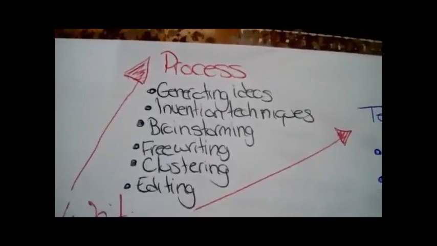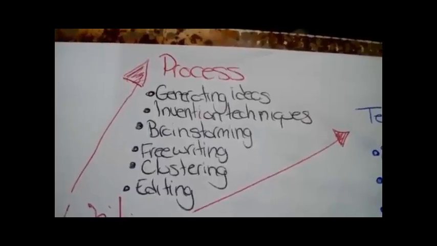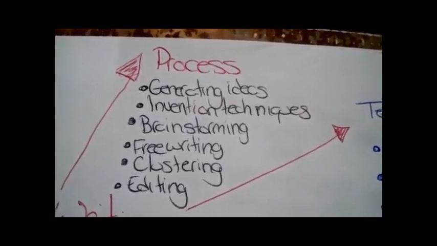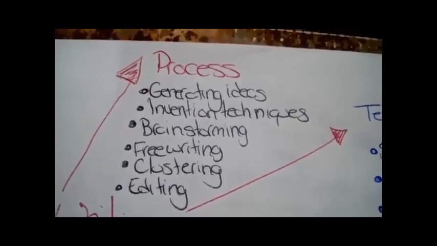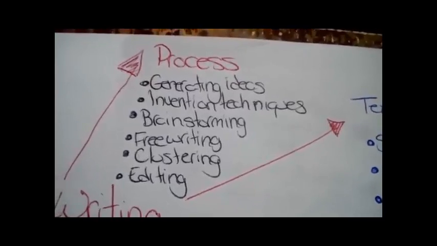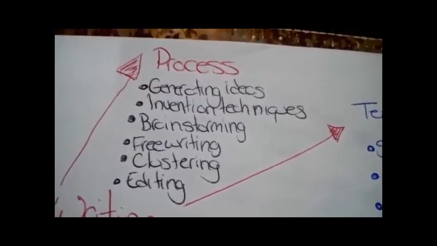There is a process of writing. First, we need to generate ideas using invention techniques, brainstorming, rewriting, clustering, and finally, editing our text.